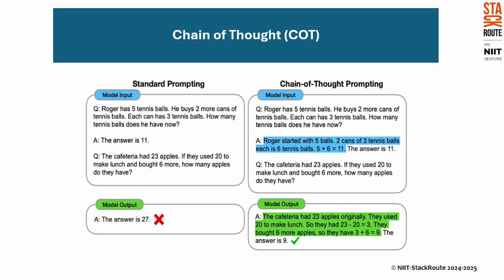First, let's see this image which compares standard prompting and chain of thought (CoT) prompting in AI models. In standard prompting, the model provides an answer directly, which can lead to errors, as seen with incorrect outputs like 27. In CoT prompting, the model breaks the problem into logical steps, ensuring a more accurate and transparent reasoning process, resulting in correct answers like 9. This highlights the effectiveness of CoT prompting in enhancing model performance for tasks requiring multi-step reasoning.